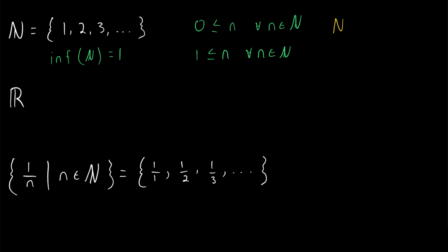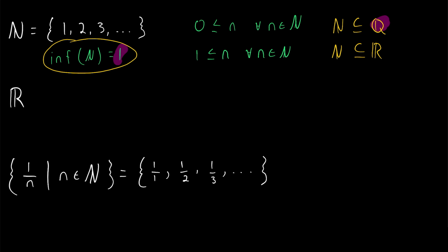And note, for this example, it doesn't matter whether we're considering the naturals to be a subset of the ordered field of rationals, or if we're considering the naturals to be a subset of the ordered field of real numbers. Either way, it doesn't have a supremum, and it does have an infimum. 1 is both a rational number and a real number, so we're good to go either way.